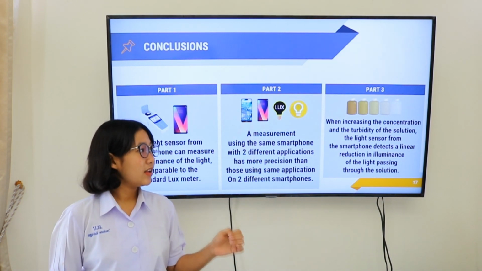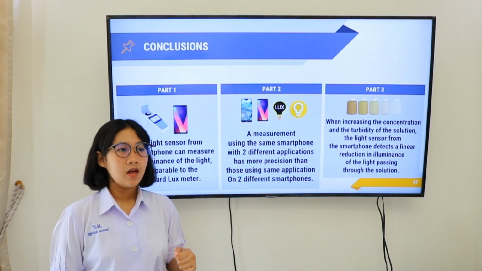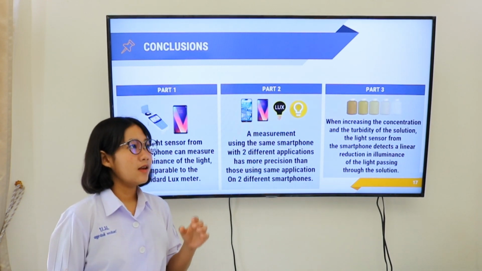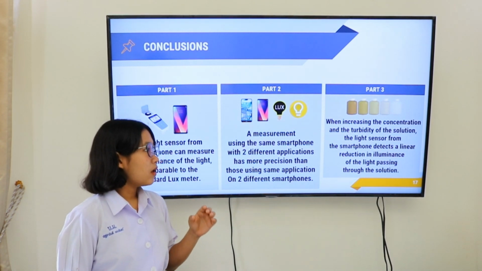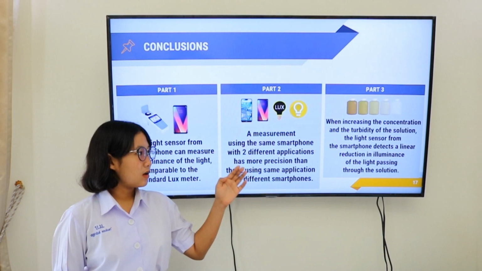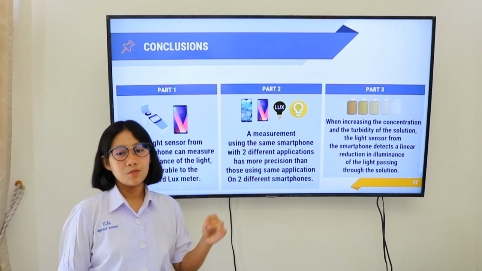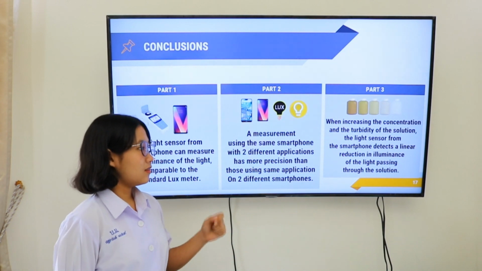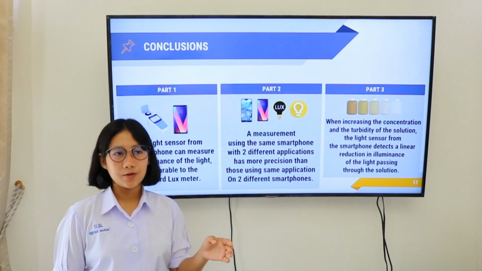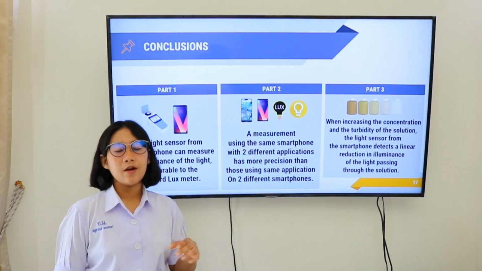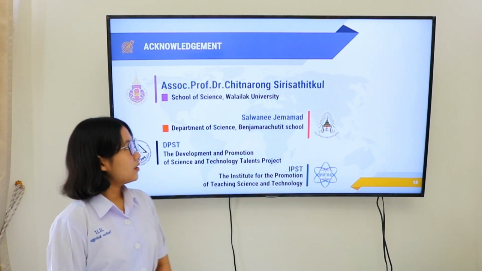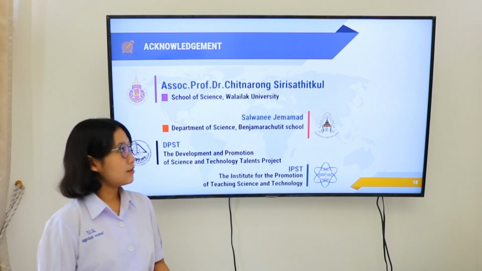And part 3. When increasing the concentration of the solution, the illuminance of the light shining through the solution decreases, and the turbidity of the solution will decrease when the concentration increases. The relationship between the turbidity and the intensity is a linear function because the illuminance of light shining through the solution decreases when the turbidity of the solution is increased. So, the end of my presentation.